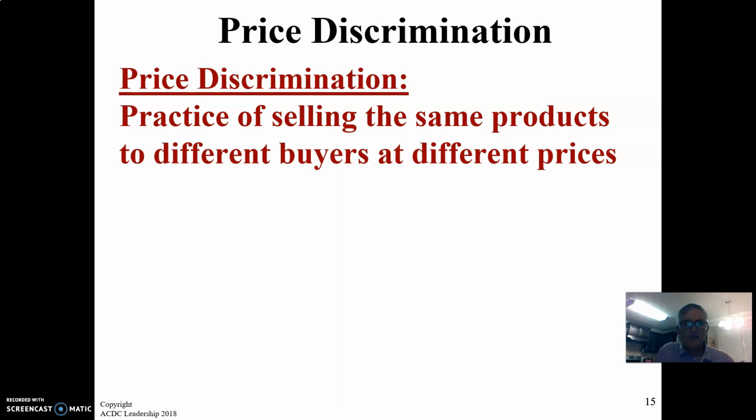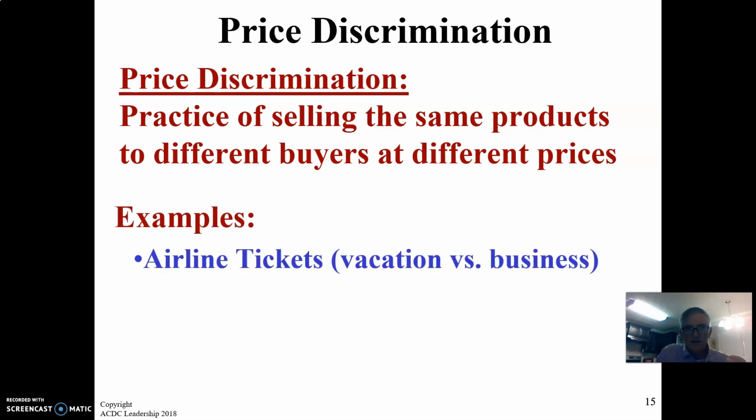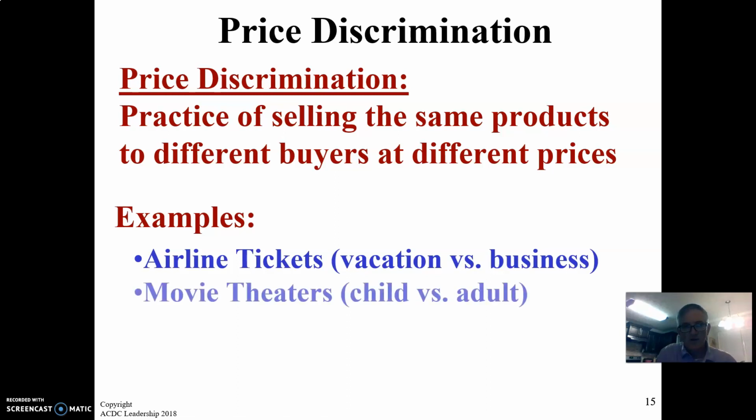Now, we look at the word discrimination as very negative. However, when we're talking about economics and we're talking about prices, we see this every day. Some examples of things that we see: airline tickets can change based on the time of year that you buy, and how far in advance you buy. If you're going on vacation 6 months from now and you buy tickets, they're a whole lot cheaper than for a business guy who might have to buy a ticket tomorrow for a trip he's got to take tomorrow.